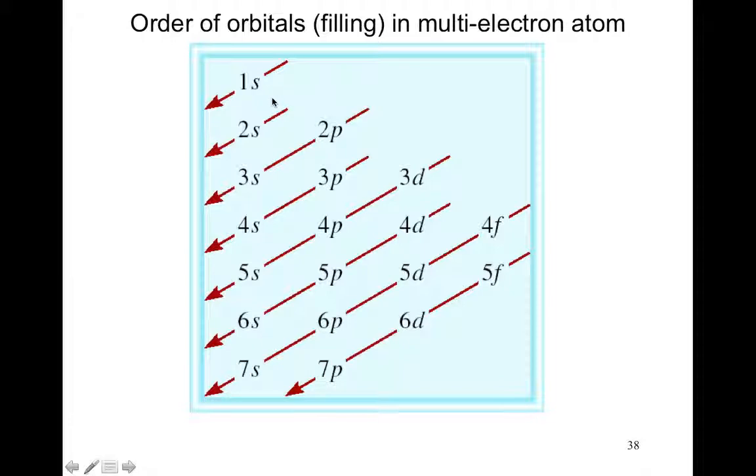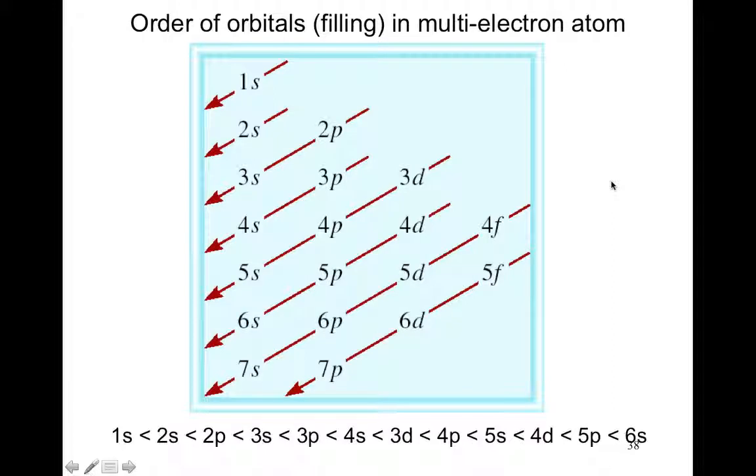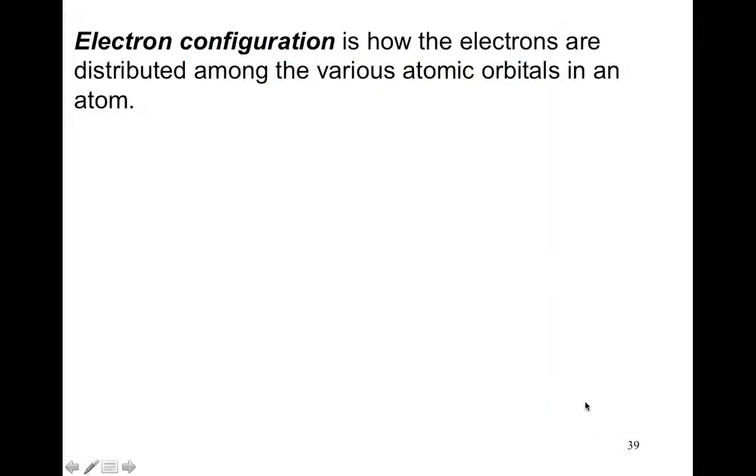You do not fill them 1s, then all your 2s, then all your 3s, then all your 4s. That's the wrong way to do it. That's not the most energetically efficient way that electrons want to be organized, and so we have to follow these arrows to show us how to fill electrons. And so here's another chart that would be quite a bit more complicated to memorize, but that gives you the idea.